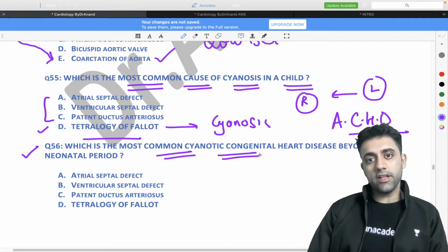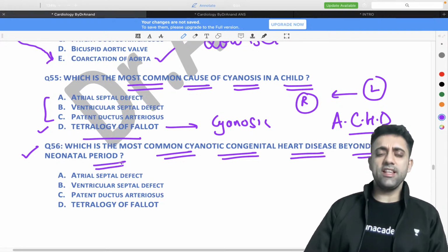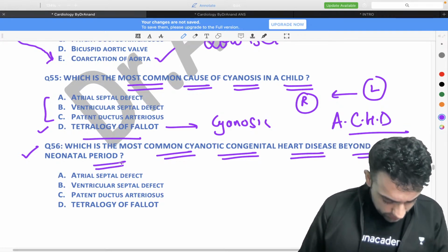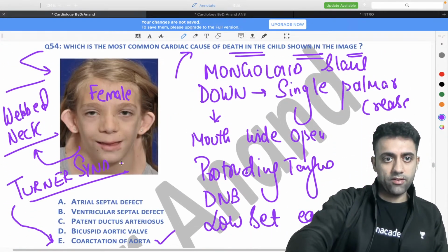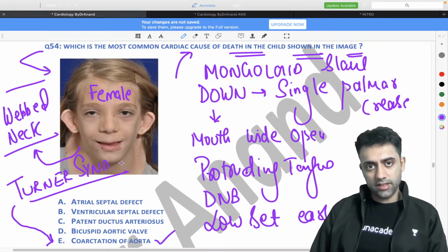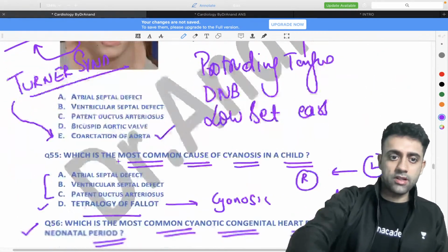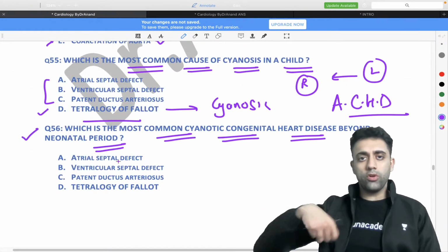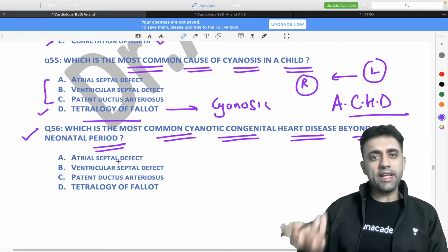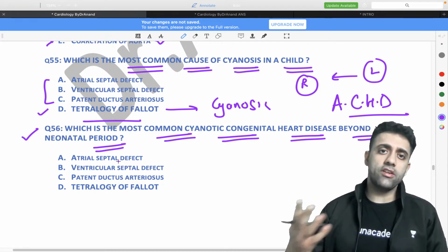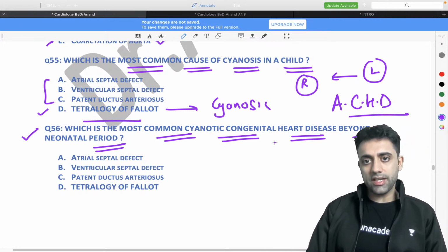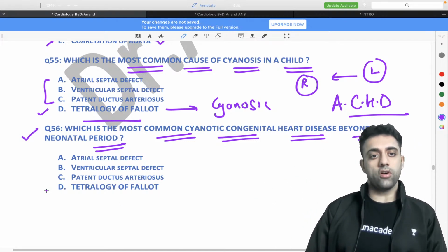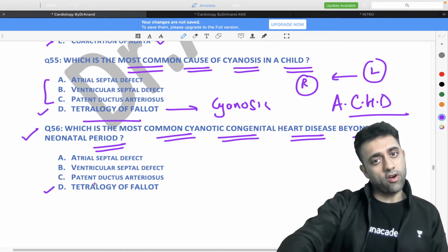Which is the most common cyanotic congenital heart disease beyond the neonatal period? Very easy question. Ehlers-Danlos syndrome? Which topic, dear? Why do you feel Ehlers-Danlos syndrome is the cause of death, or that coarctation of aorta is? If it was Ehlers-Danlos syndrome, I would have given you hints like hyper flexible joints, joint laxity, repeated fractures. So the answer is tetralogy of Fallot.